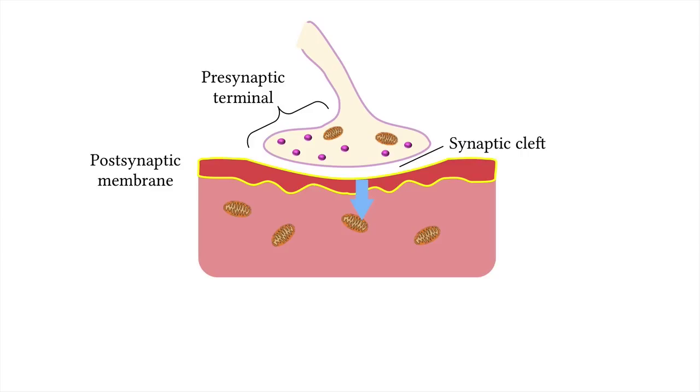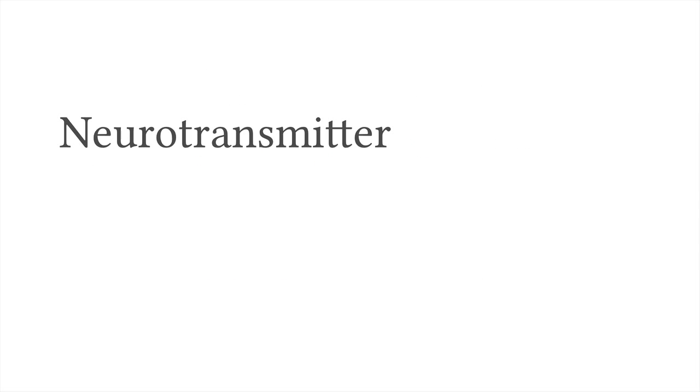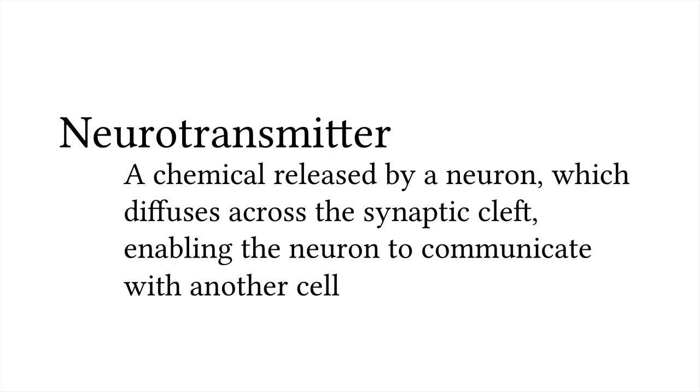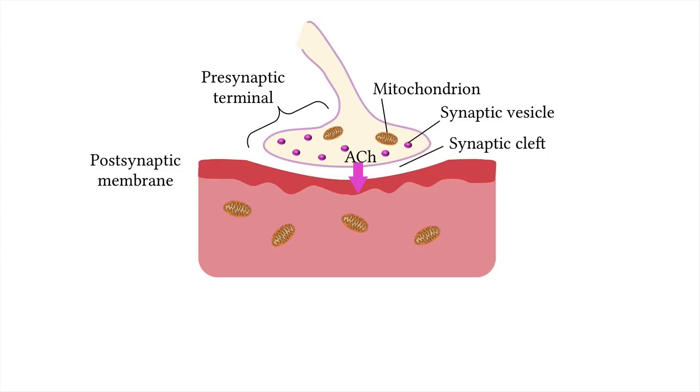Now, there are many organelles in the presynaptic terminal. Mitochondria produce energy for the neuron. Synaptic vesicles are sac-like organelles which hold a chemical called acetylcholine, or ACH. Acetylcholine is one of many chemicals called neurotransmitters. A neurotransmitter is a chemical released by a neuron, which diffuses across the synaptic cleft, enabling the neuron to communicate with another cell. A neurotransmitter then transmits the neuron's signal, moving from the presynaptic terminal of the axon across the synapse. It needs to diffuse across that gap because axons do not directly touch other cells.